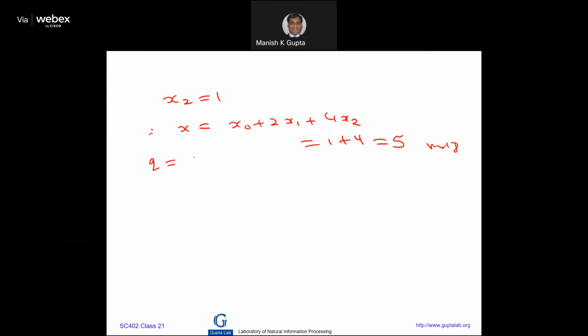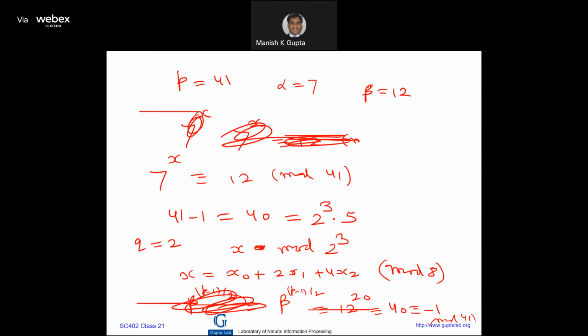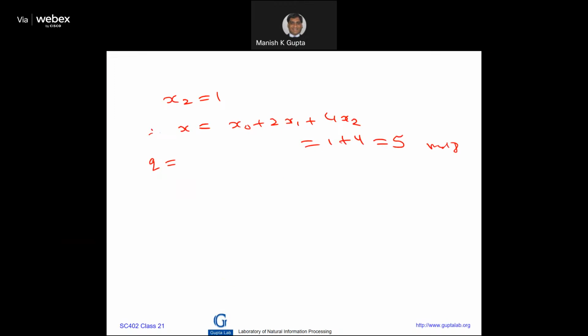So next, we had two things here, right? 2 cube and 5. For 2 cube we have taken q is equal to 2. Now I have to take q is equal to 5. So when q is equal to 5, I need to find x mod 5. So again beta raised to power (p minus 1)/5. This will be 12 raised to power 8, which is 18 mod 41.